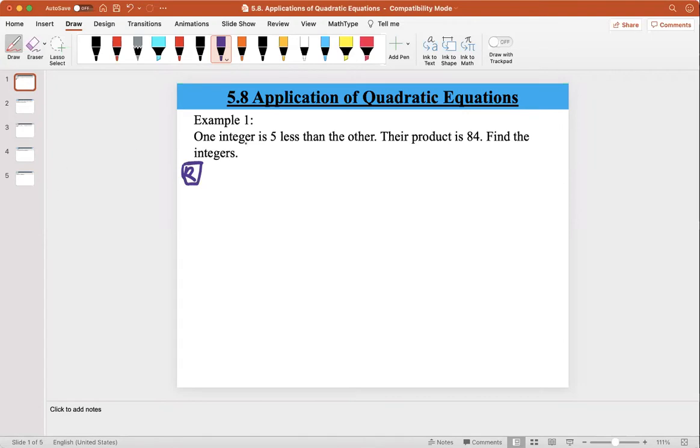One integer and the other. If we translate 5 less than the other, we have to represent first the other number as x. So let x, which is the other, be the other number.